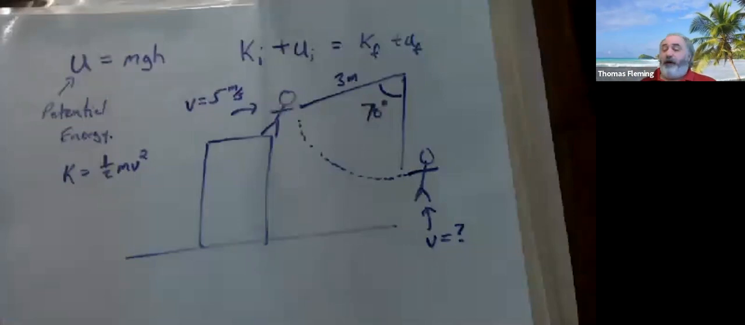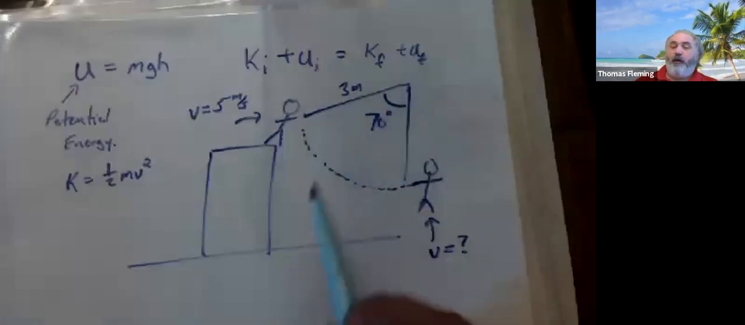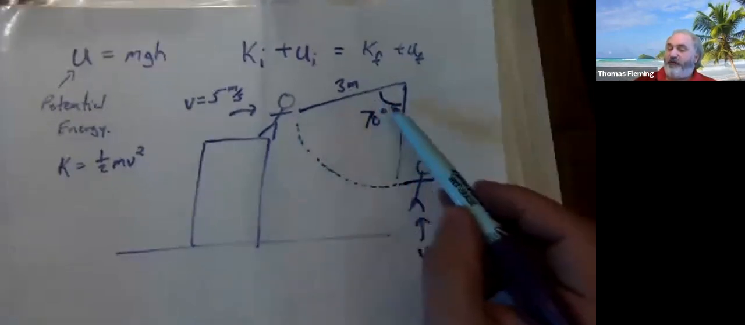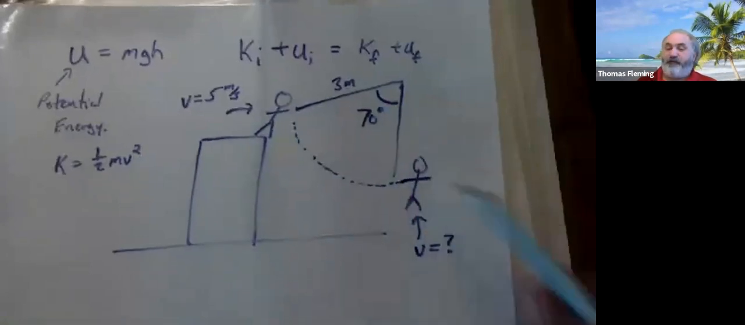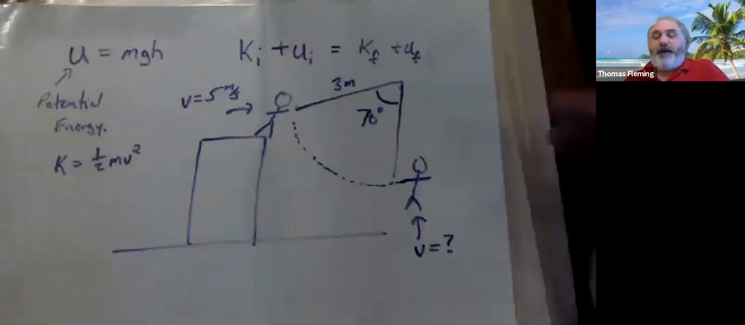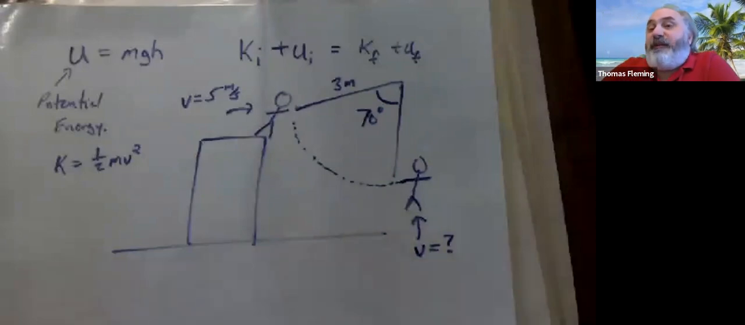So that's my goal. I know how fast he's traveling originally. I know that he's got a 3-meter long web line. He's going to swing down through a 70-degree angle, and I would like to figure out what his speed is at the bottom. Now, I can figure this problem out by using energy conservation, but I am going to have to use some clever thinking to get around some information that the problem didn't tell me.